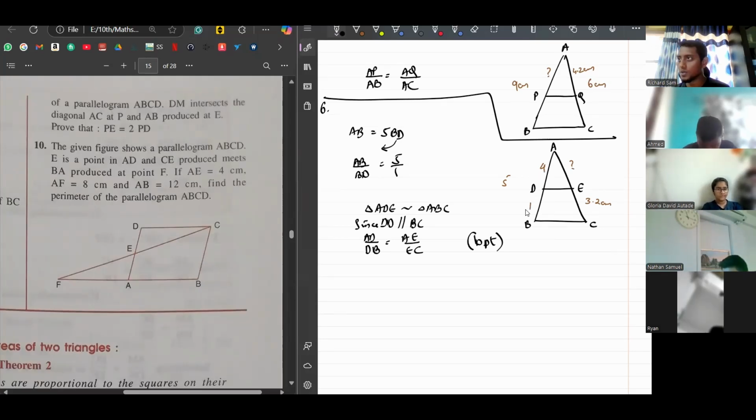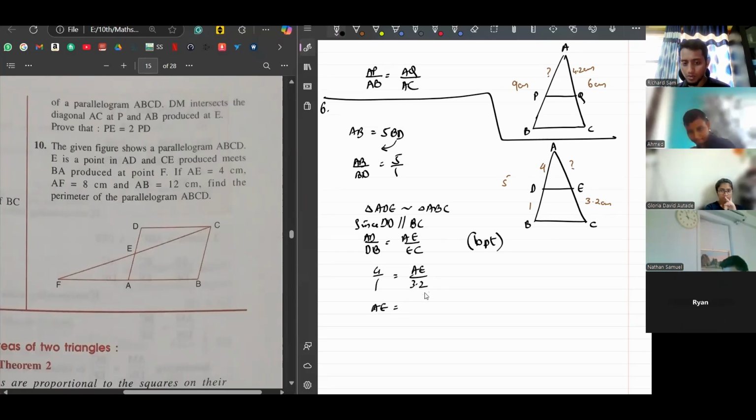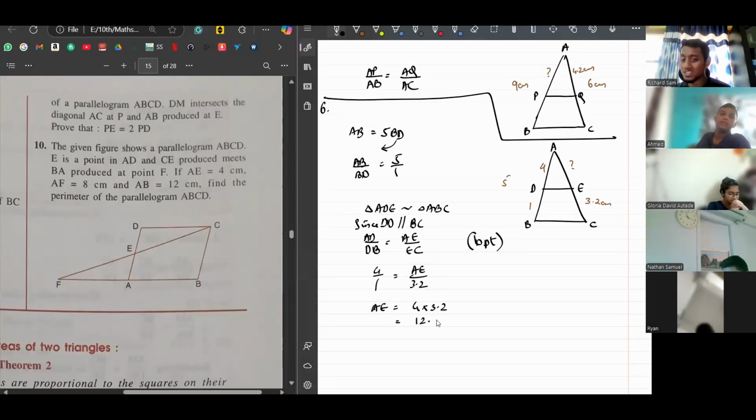You understood how we got 4 and 1? They only gave 5 and 1, but 5 is the full thing, so we got 4. So we have 4 upon 1, AD upon DB, and AE upon EC. AE is what we have to find, and EC is given 3.2. So cross multiply this. AE, if you cross multiply, you'll get 4 into 3.2. That's 12.8 centimeters. Okay, do this 10th one in my book, 11th in your book.